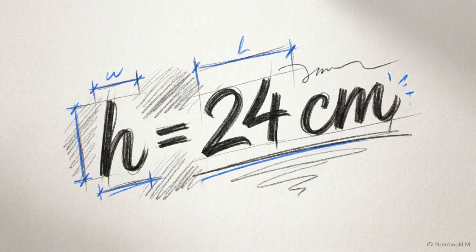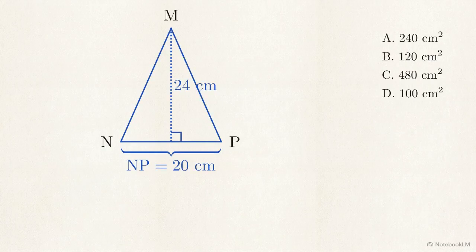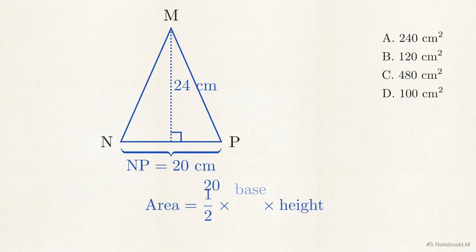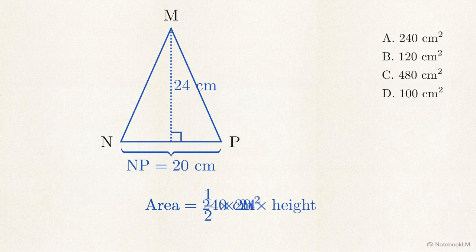Now that we have the height of 24 centimeters, we can finish the area calculation for the original triangle. When calculating the final area, remember to use the original base of 20 centimeters, not the 10 centimeter segment. We substitute our values back into the area formula. 1/2 times the base of 20 times our calculated height of 24. Half of 20 is 10, and 10 times 24 gives us 240 square centimeters. This result matches option A.